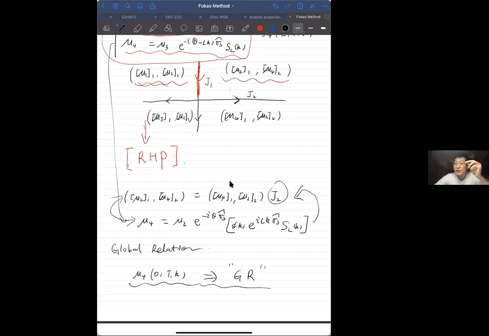In this representation, you use the global relation, and you have to solve the global relation. The global relation is nonlinear. So it doesn't guarantee existence, because we just assume you have the solution there. For that, we don't solve it. You have to prove the existence for the global relation.